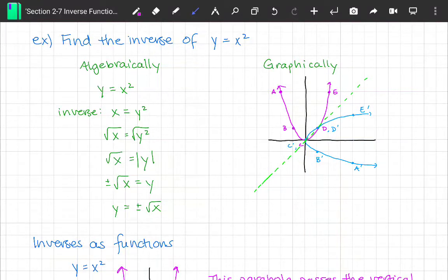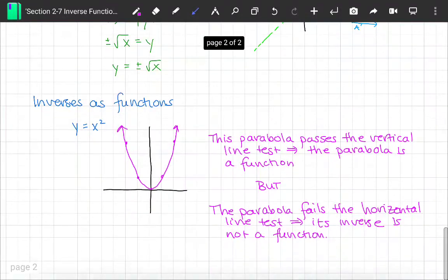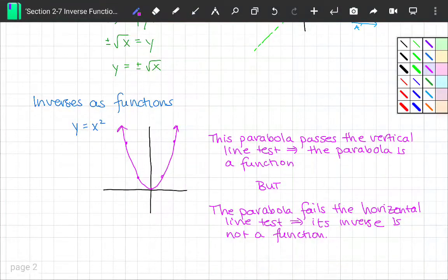Sometimes we like to know where we're going. Given an input, we want to know what the output is. We don't want to have a choice. And so sometimes we want to restrict our inverse to a certain part of the graph so that we know it's going to be a function. And so that's this idea of restricting the domain.